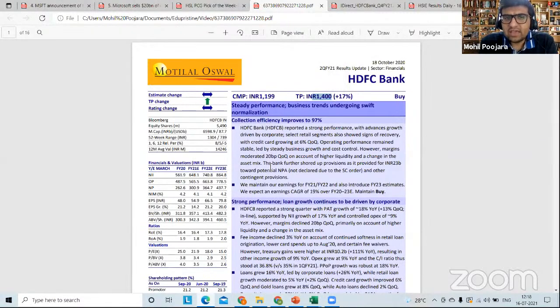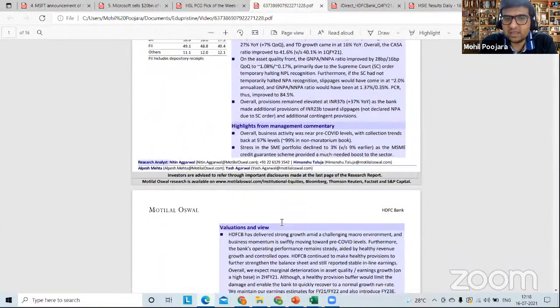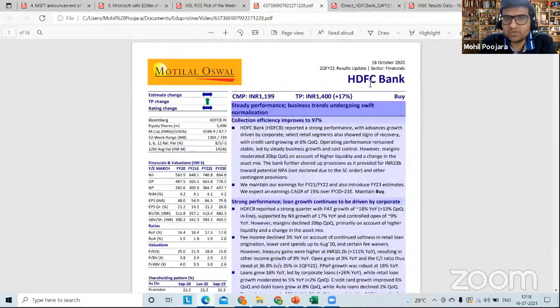And this whole text over here is the rationale behind why they think, what is the valuation and viewpoint, why they think the share price of HDFC Bank will go from 1200 rupees to 1400 rupees. That's the whole rationale that they've given here. But my question to you guys is, why does Motilal Oswal predict that the share price of HDFC Bank will go from 1200 to 1400, will give you a 17% upside, and you should buy the share?